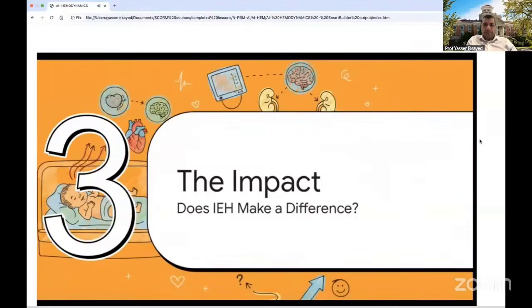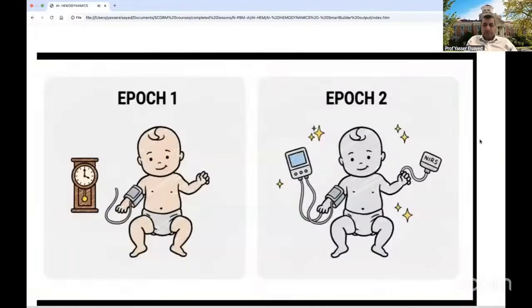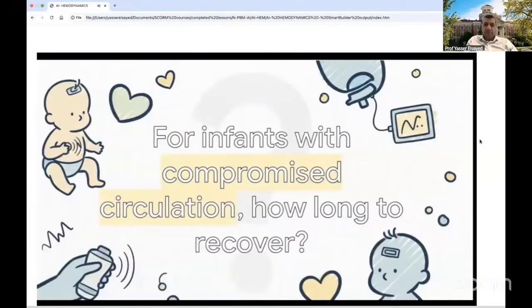Incredibly advanced, right? But it brings the most important question of all. Does it actually work? Does it make a real difference for these babies? Well, a study was done to find out exactly that. What the researchers did was they looked back at the data from 2 different groups of infants who all had compromised circulation. The first group, they called it E.U.P. 1, got the standard care, the way things were done before this new integrated approach. The second group, E.U.P. 2, got care that was guided by the full IEH toolkit. And they focused on a really specific, really crucial outcome. For these infants with struggling circulation, how long did it take them to recover? How long until they were stable?